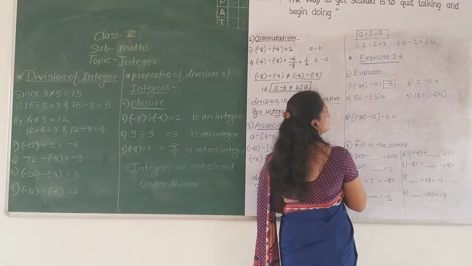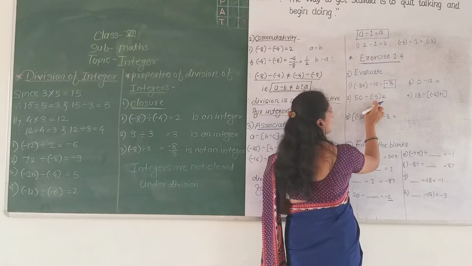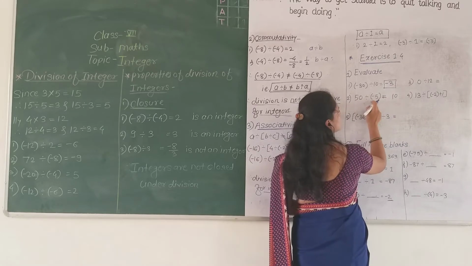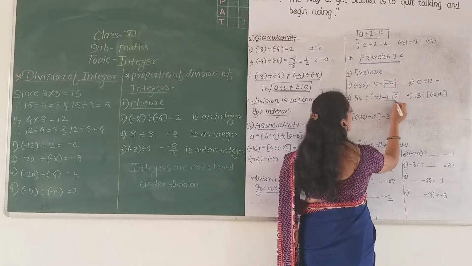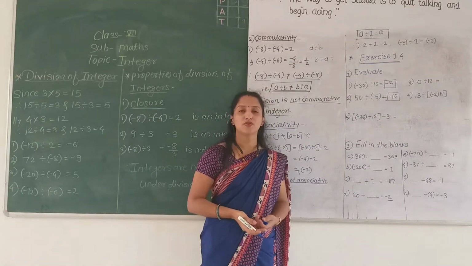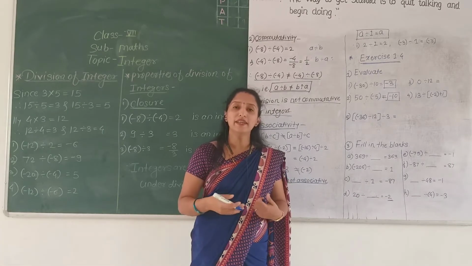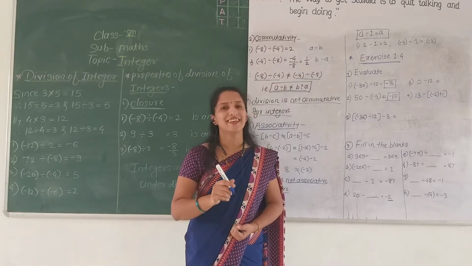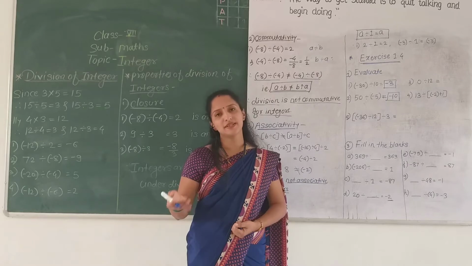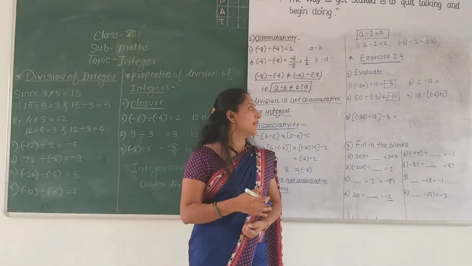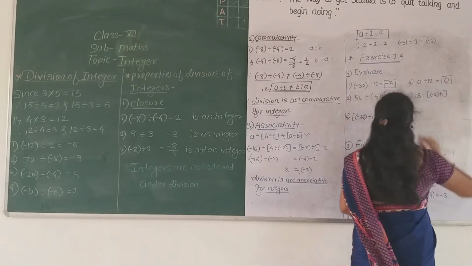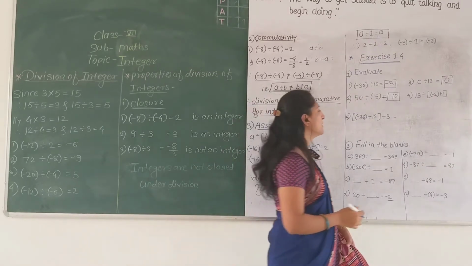So here negative 3. Next, 50 divided by negative 5. Now 5 tens are 50, right? But one of the integers is negative, so the answer is negative. Okay? Did you understand? Now 0 divided by 12. If we divide 0 by any number, we get the answer 0. 0 divided by 1 is 0. 0 divided by 2 is 0. If we divide 0 by any integer, we get the answer 0.